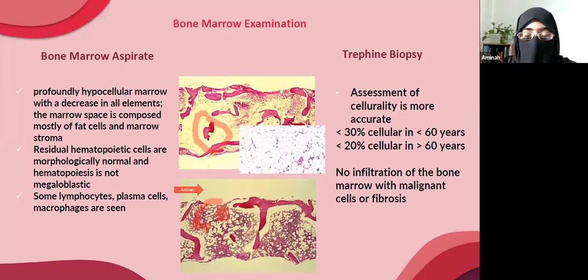It is called hypocellular if there is less than 30% cellularity in patients who are under 60 years old. And also in aplastic anemia, you would have to make sure that there's no infiltration by any malignant cells or any fibrosis, because these lead to other differentials.